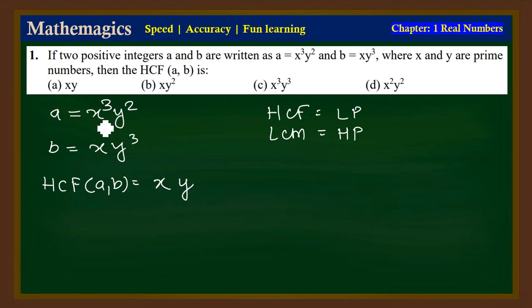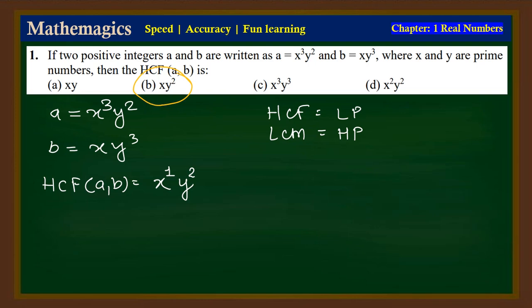Here the power of x is 3, here the power of x is 1. So the lowest power is 1. Now y, here 2, here 3. So the lowest will obviously be 2. So the HCF of a and b is equal to x to the power 1 y square. So, dear friends, the correct answer is x y square, which is option number B.